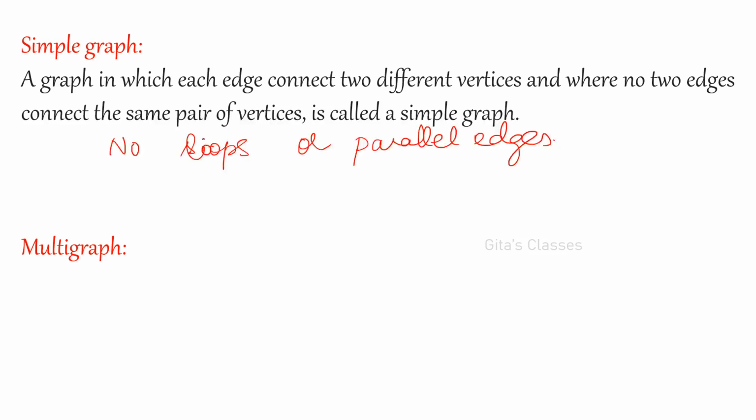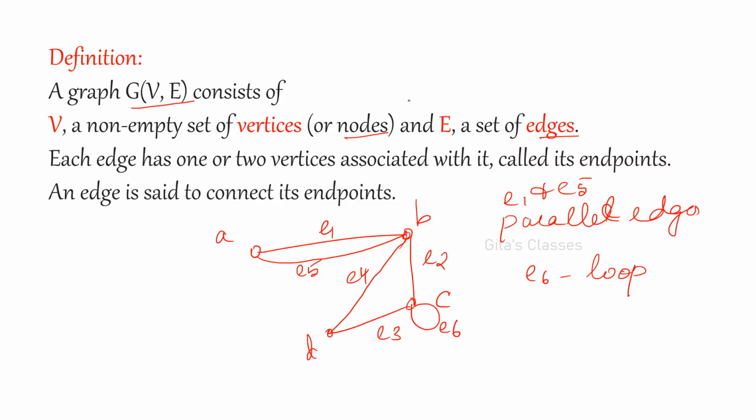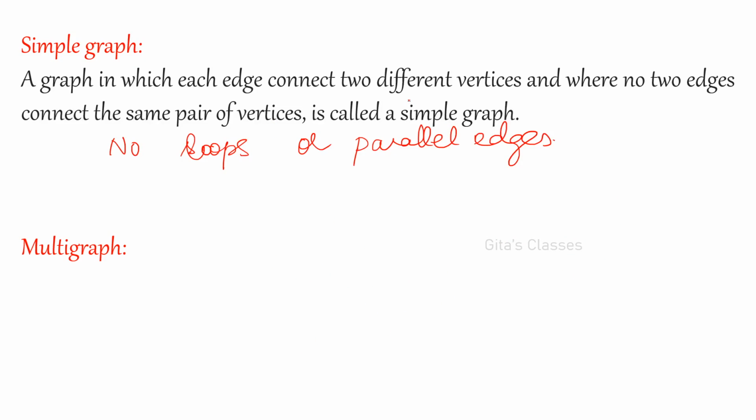A simple graph does not contain loops, that is each edge connects two different vertices, and no two edges connect the same pair of vertices. Okay. So if you connect any two vertices with multiple edges like this, these are parallel edges. So parallel edges are not allowed and loops are not allowed for a simple graph. Okay. So a multi-graph means just the opposite. You can have loops and parallel edges. They are allowed.